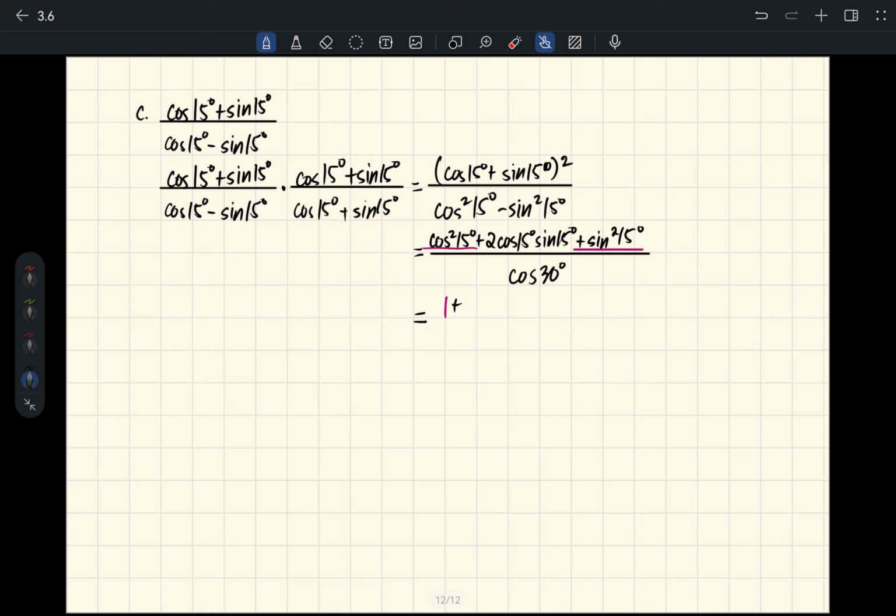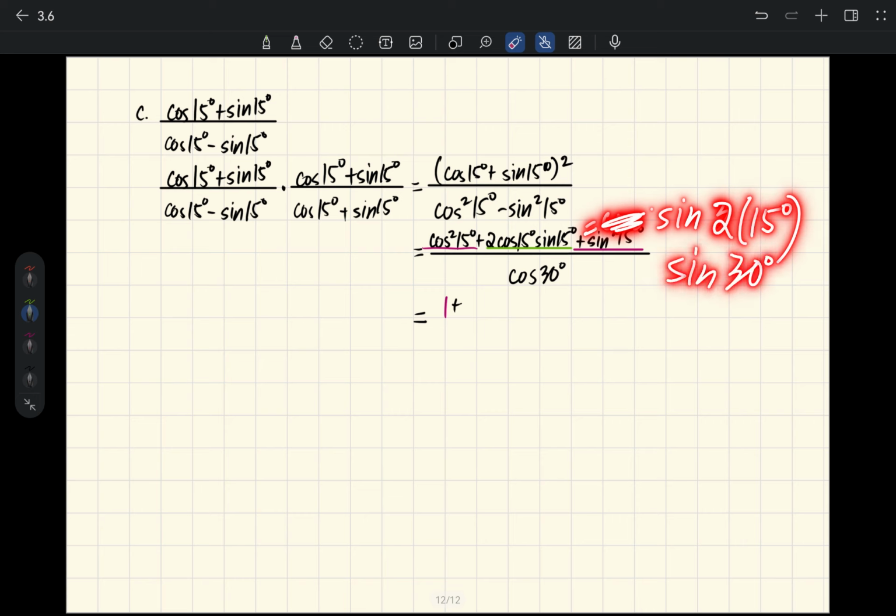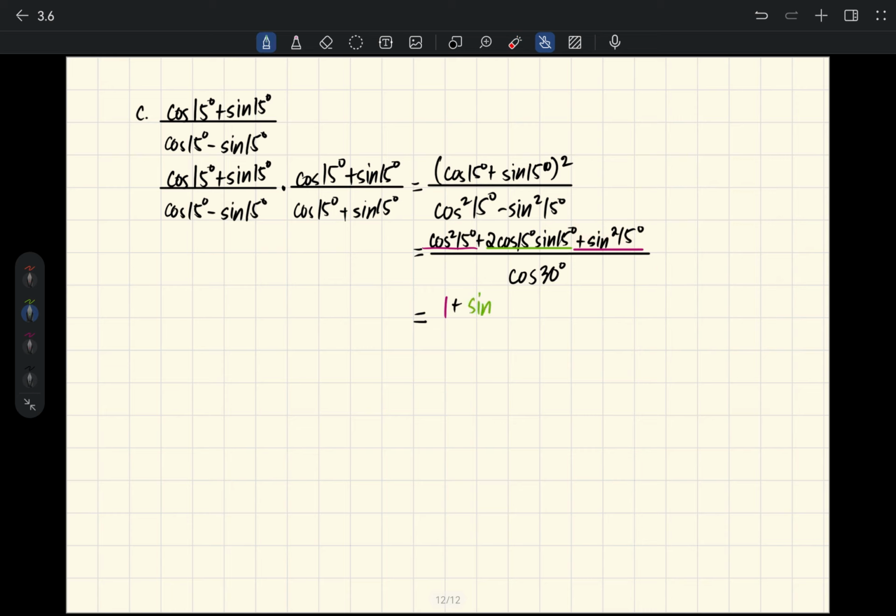Then next, this one right here, doesn't this look quite familiar to you? This one is just the double angle for sine. So you have sine of 2 times 15 degrees or sine of 30 degrees. So that green part will just be sine of 30 degrees all over cosine of 30 degrees. And finally, we have 1 plus sine of 30 degrees, that's just 1/2.